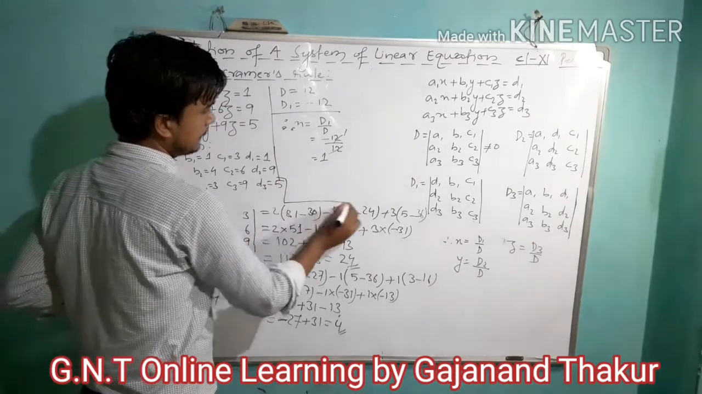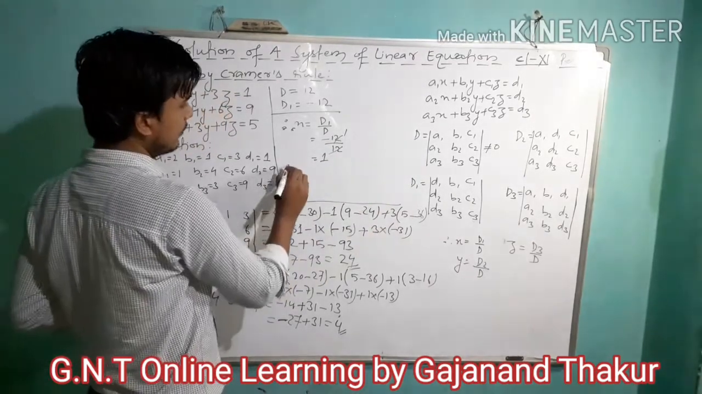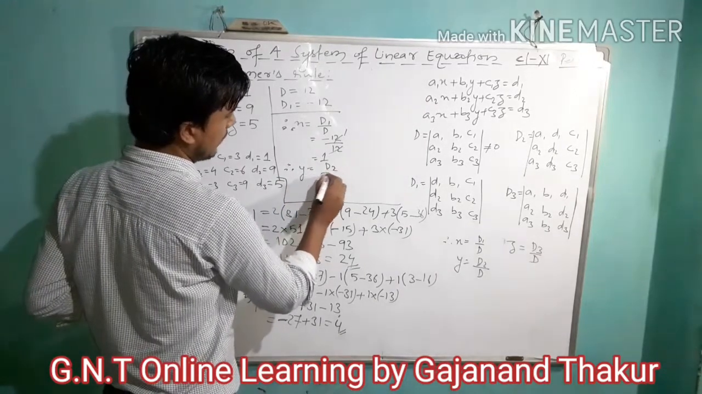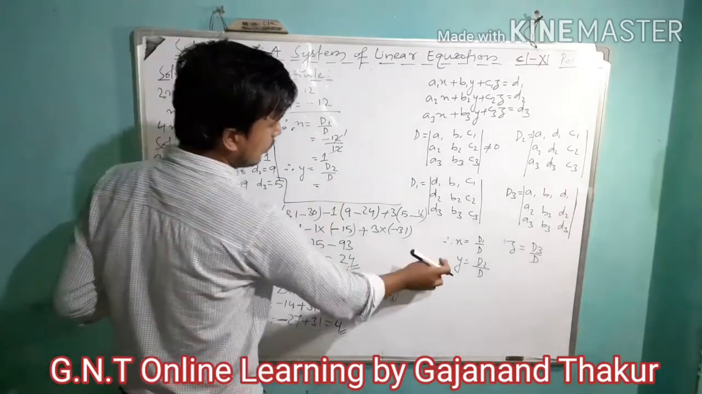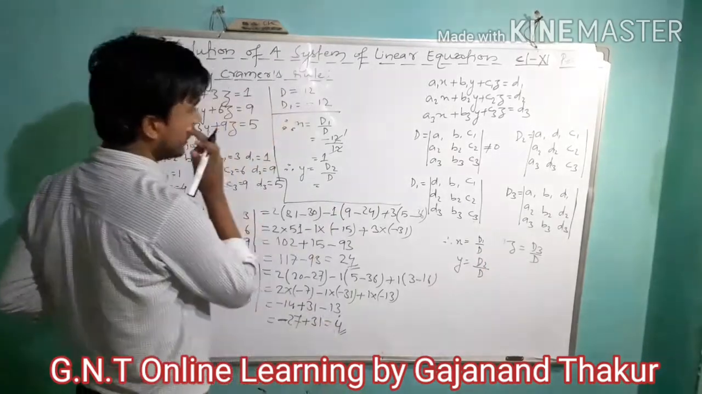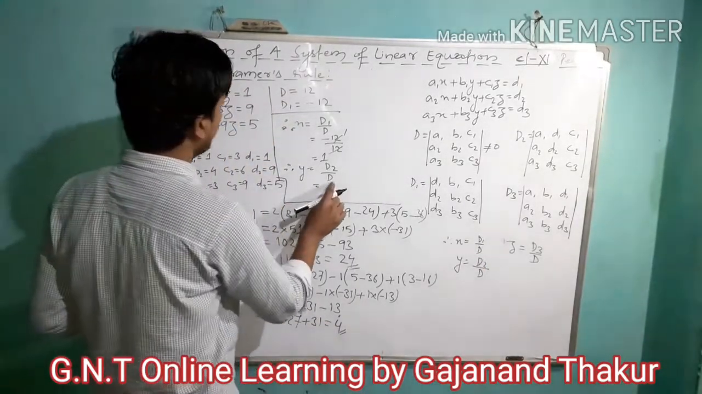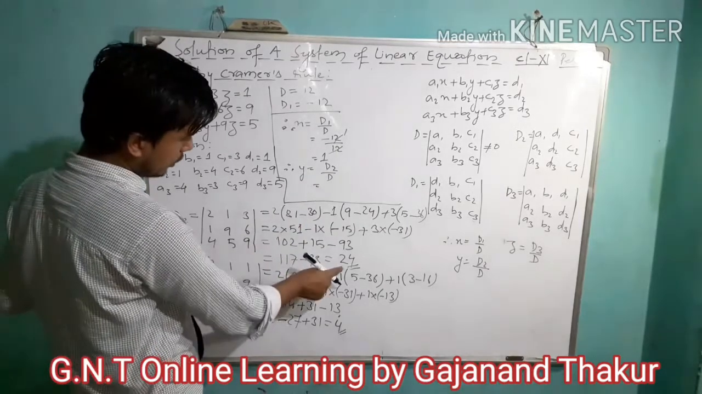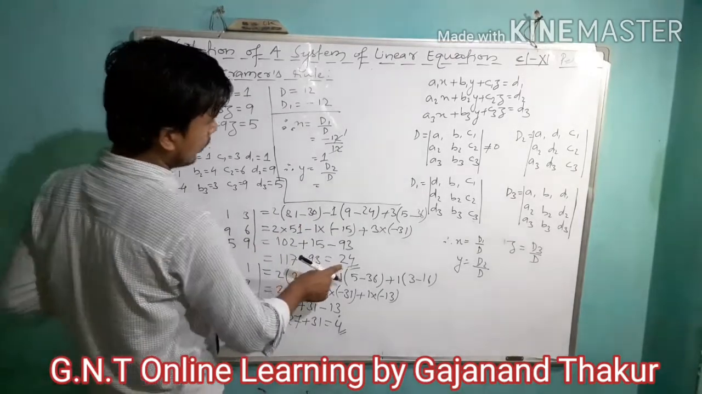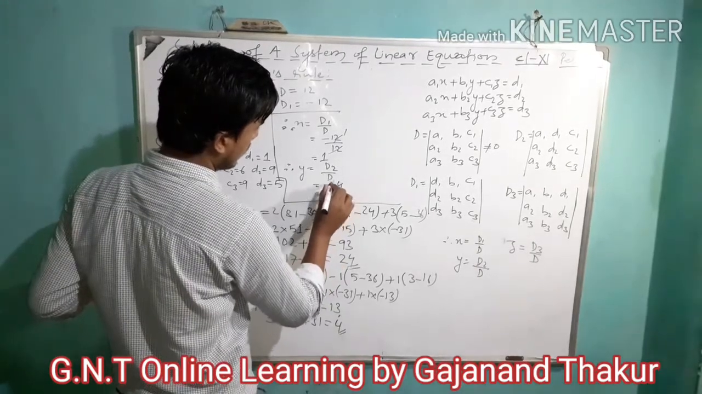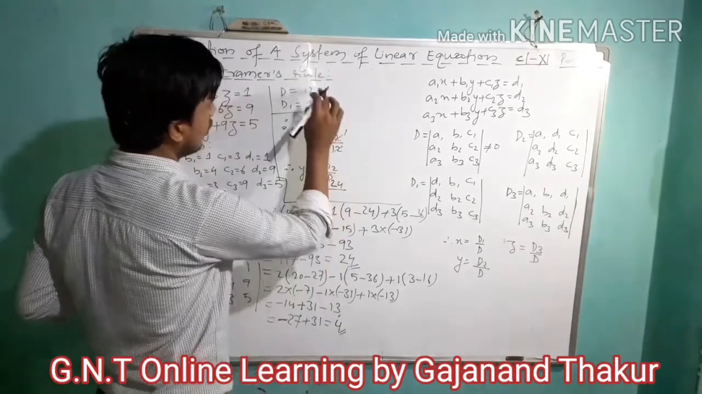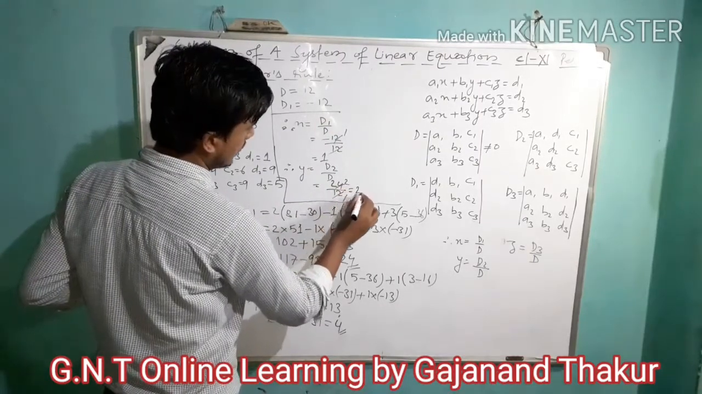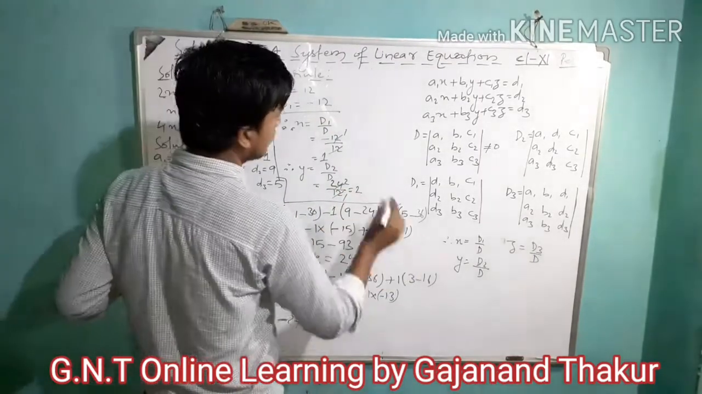We got this one. Then we'll find Y. Therefore Y equals D2 by D. Y formula is what? D2 by D. So D2, how much have we got here? When we solve this one, we got 24. So I write 24, right? By D value, which is how much? 12. So 12 ones are 12, 12 twos are 24. So we got how much? 2. Now the last one we have got is the Z value.